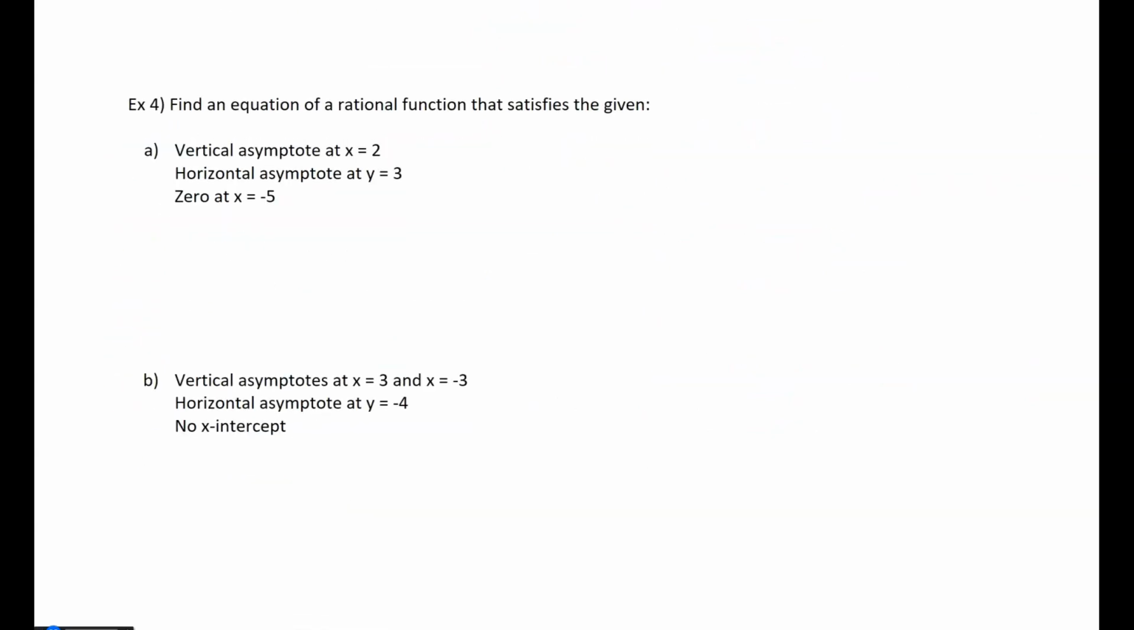Here are a couple more. We have, again, we're writing a rational function, so I'm going to set this up with my fraction bar. Vertical asymptote at x equals 2, so that means the denominator will have an x minus 2. Horizontal asymptote at y equals 3.